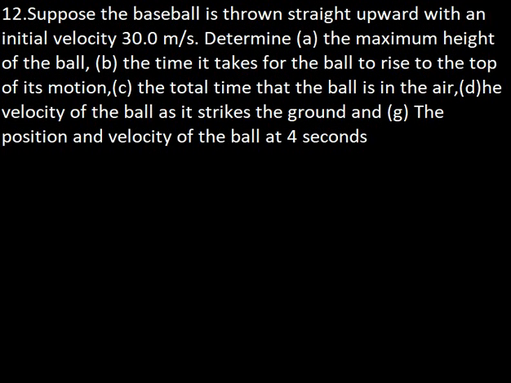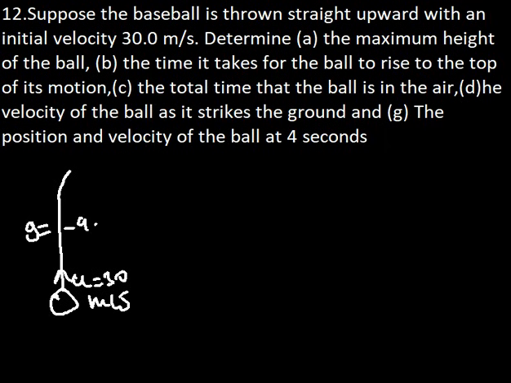Now let's say this is a typical question. Suppose a baseball is thrown straight upward. In this case the object has been thrown straight up, with the initial velocity u given as 30 meters per second. And for this case, acceleration due to gravity is negative, that much we already know, negative g squared.